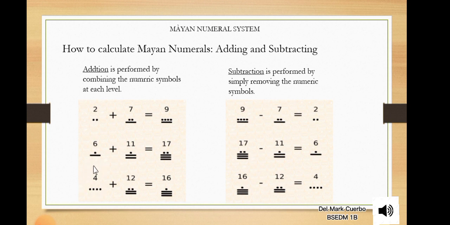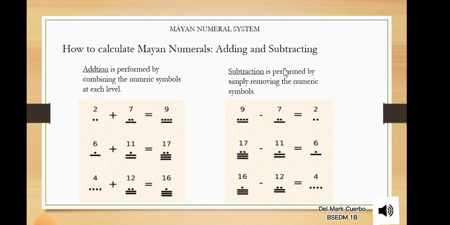And we have here 4. 4 is represented as 4 dots in the Mayan numerals. And we are going to add it to 12, which is 2 bars and 2 dots. So 4 plus 12 is equal to 16. So how are we going to write 16? We are going to combine them. So 16 would be written as 3 bars with a dot. So 3 bars represents 15, and 1 dot is 1. So 15 plus 1 is equal to 16.